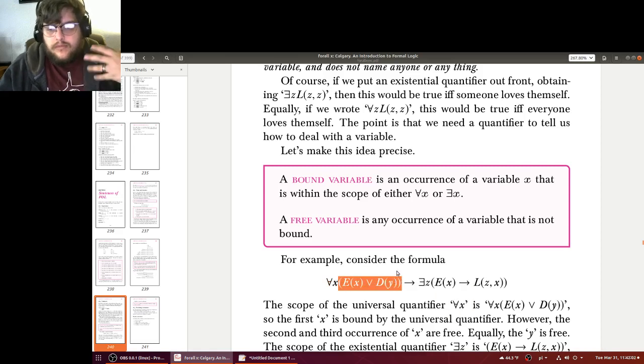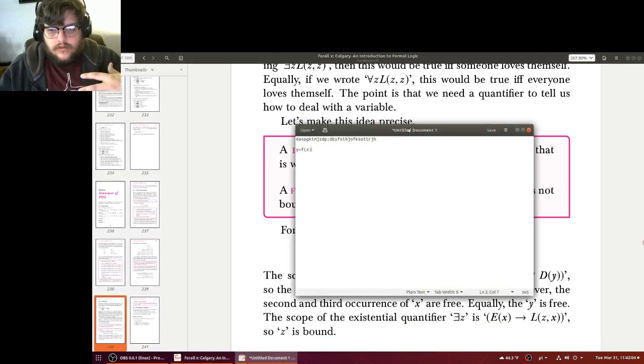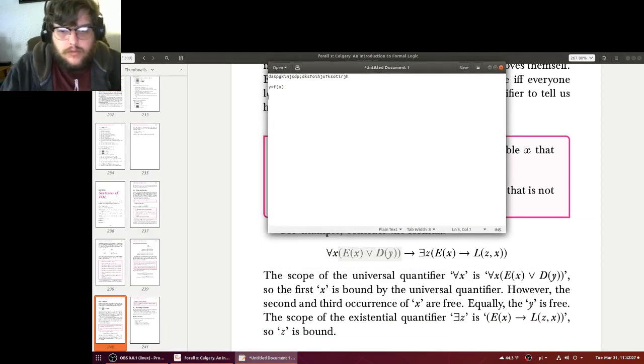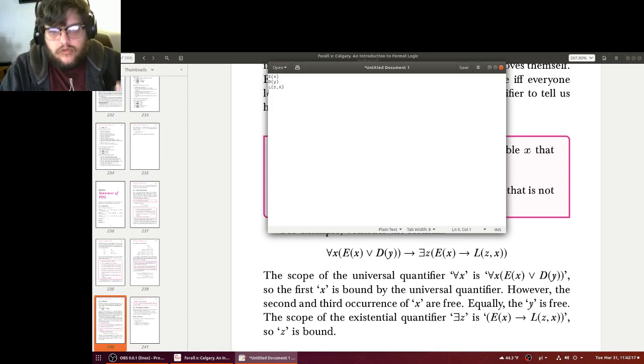Okay, if you think about constructing this sentence from atomic formulas, how would you do it? You'd start with a few atomic formulas: E x, D y, L z x. Okay, those are all atomic. You would form E x or D y. Okay, that's a formula. Then you would form for all x, E x or D y. That is how this subformula was constructed, using the construction from earlier.